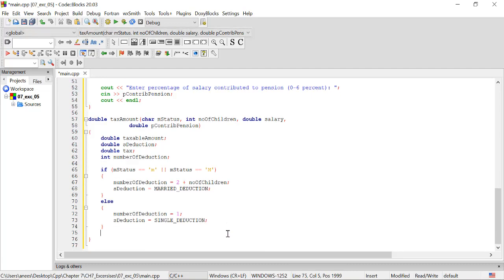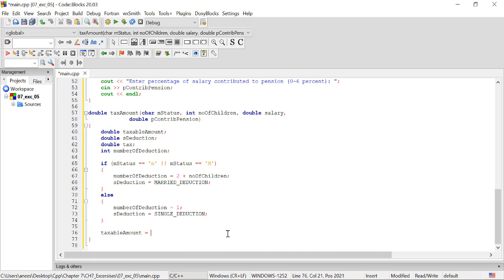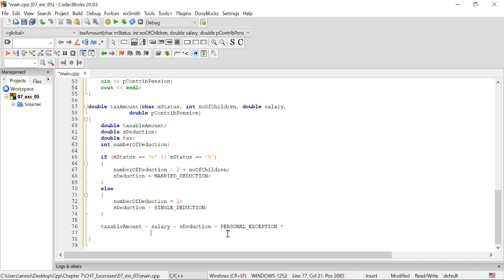Then we can come down and write in taxableAmount is equal to salary minus sDeduction, and from there we also subtract personalException times numberOfDeduction, minus salary times percentContributed divided by 100.